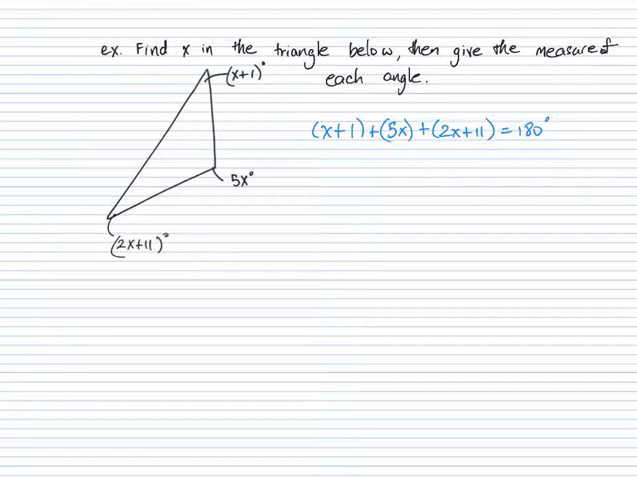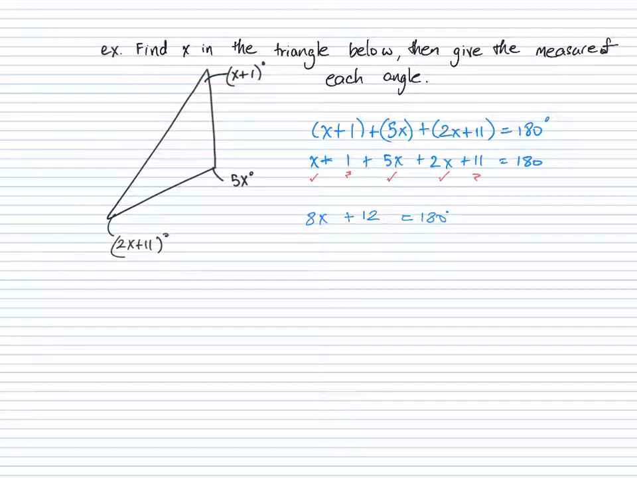All right, and again, this step is not necessary because it's really just the same as what's above, but I'm going to get rid of those parentheses. And so we get that all of that, when you add it up, is equal to 180 degrees. So our like terms here are x, 5x, and 2x. And then as far as numbers are concerned, our constant numbers are 1 and 11. All right, so we can go ahead and add our like terms. x plus 5x plus 2x is equal to 8x. And 1 plus 11 is equal to 12. So 8x plus 12 is equal to 180 degrees.